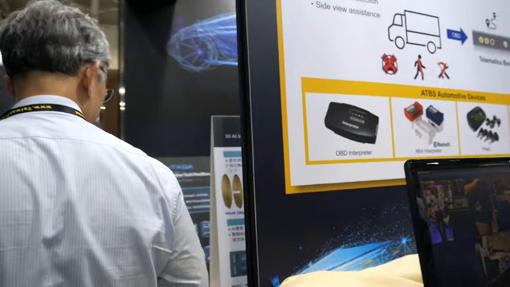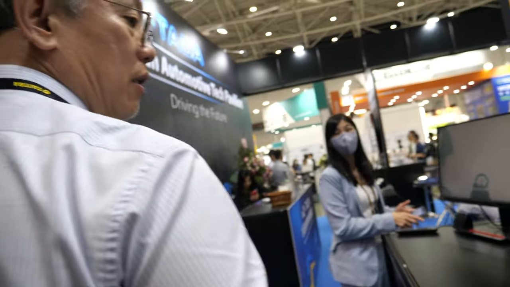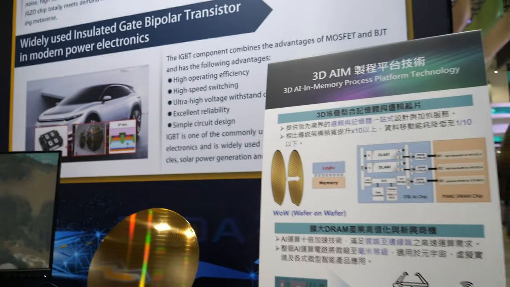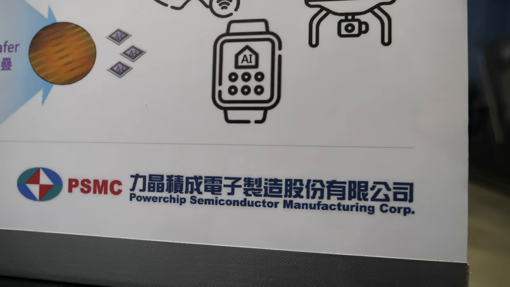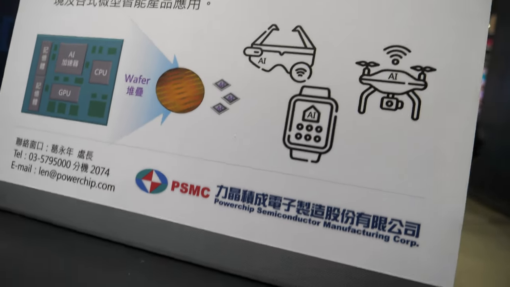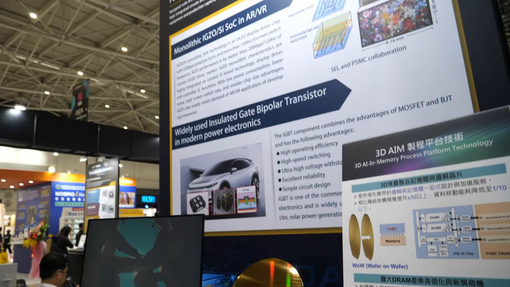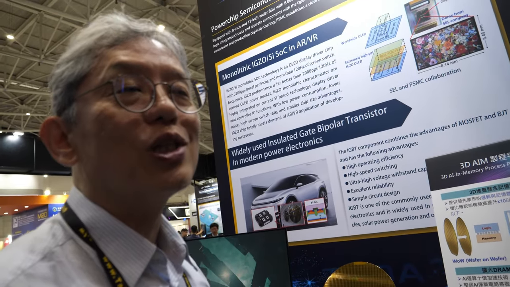So this is your whole booth? Yes. And your company? Powerchip. Powerchip Semiconductor Manufacturing Corporation. And you're very famous in the industry? At least in Taiwan, because we want to be the biggest DRAM house in Taiwan.